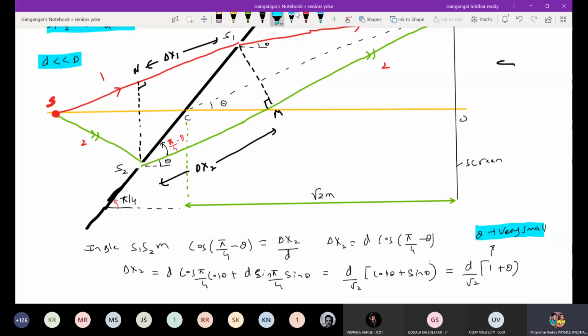He's asking fringe width, you see. He didn't ask any other thing. He's asked fringe width. Okay, now what about the path difference before the slits? What will happen to the fringe width? Remains same.